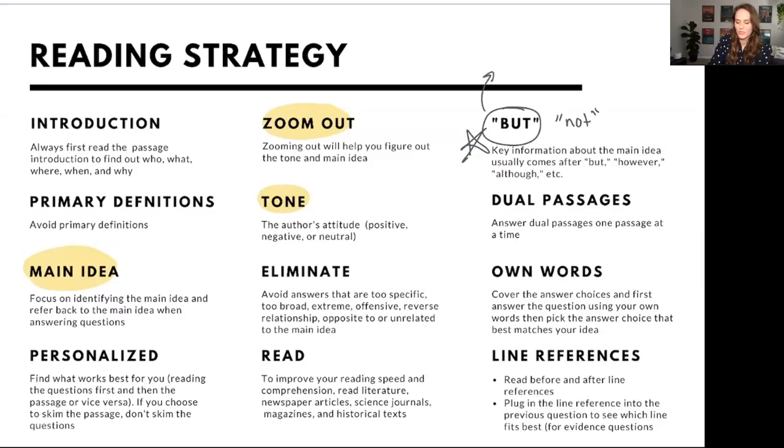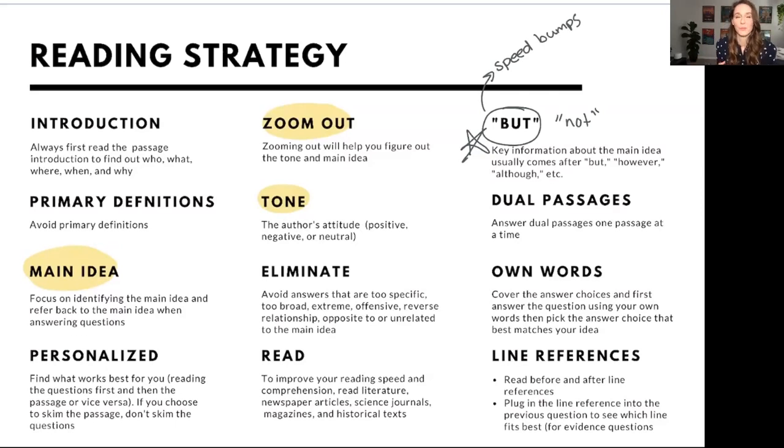So I think of words of contrast like speed bumps. When I'm reading a passage, I'm reading super fast, like under a minute for a whole passage. And whenever I see a word of contrast, I'm slowing down a little bit and thinking, oh, I need to pay attention here because it's probably going to give me a big clue about the main idea or the tone.